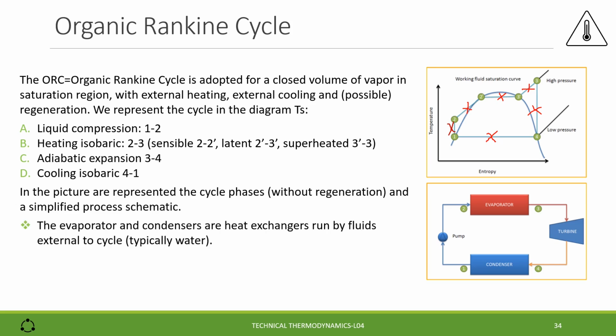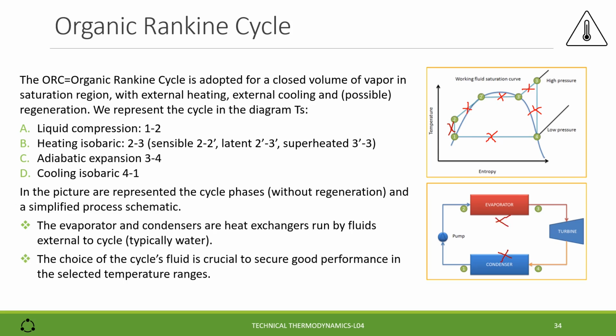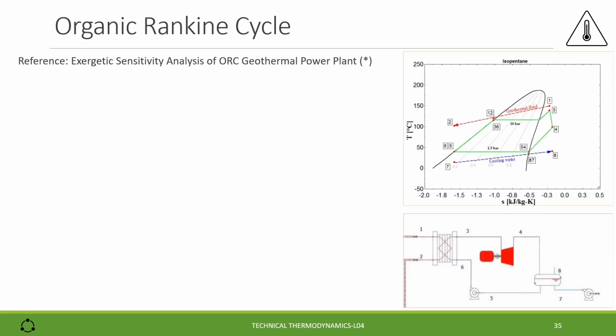The evaporator and condenser are heat exchangers run by fluids external to the cycle, typically water. The choice of the cycle's fluid is crucial to secure good performance in the selected temperature ranges. As a reference, we consider an organic Rankine cycle for a geothermal power plant. In the video comment, we put a link to this reference.